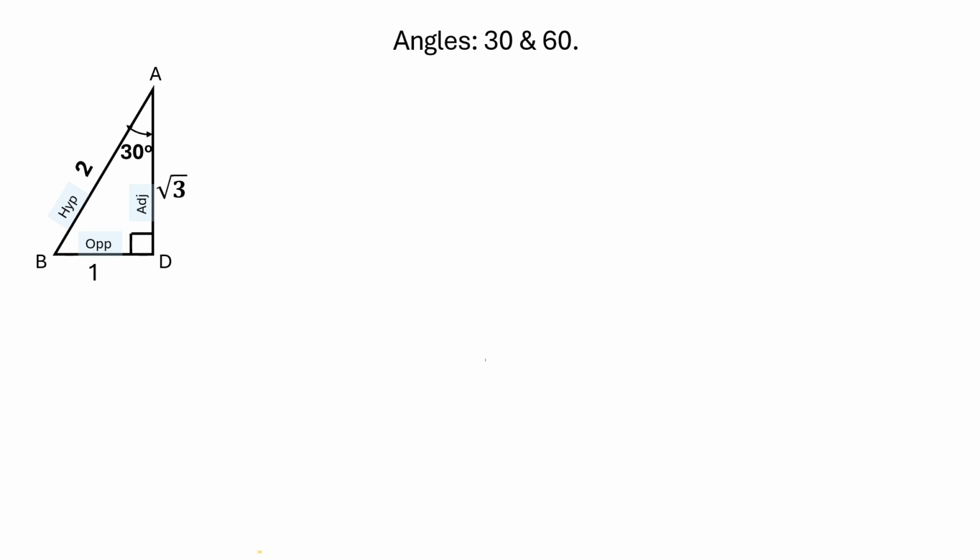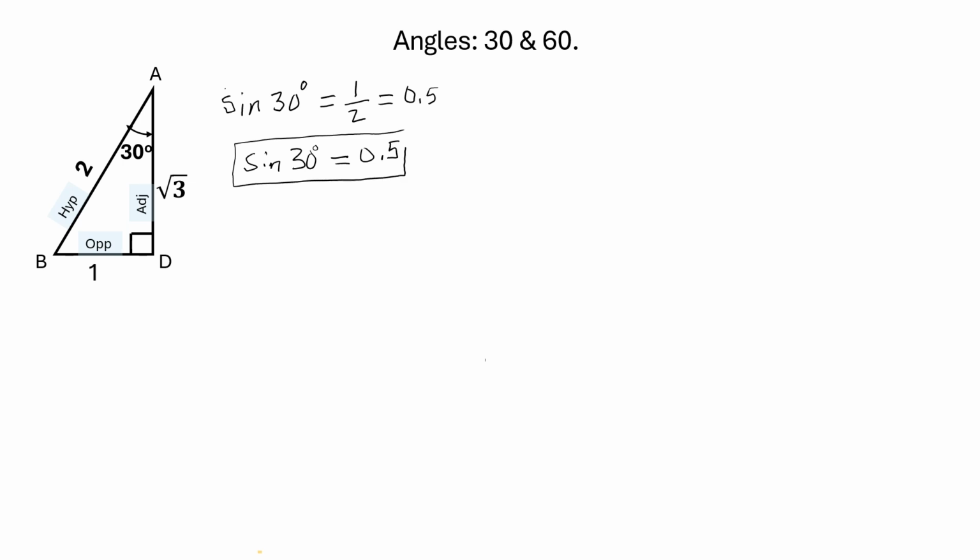We'll start with, for example, sine 30. This is the 30 degrees. So sine 30 degrees will be equal to opposite, 1, over hypotenuse, 2, which is 0.5. And so we can say that sine 30 degrees is equal to 0.5.